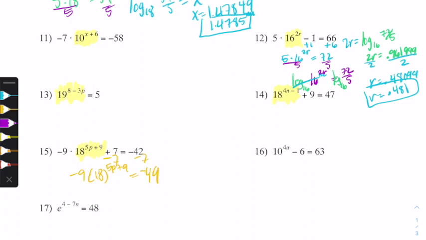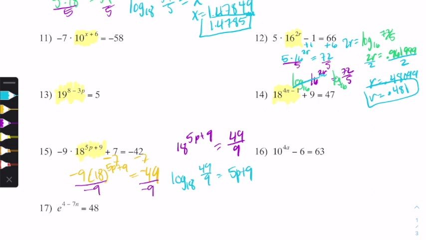So now I'm going to divide by -9. So I'm going to have 18 to the 5p plus 9. The only simplification I'm going to do here is that negative divided by negative is positive, so I'm just going to write it as 49/9. So now our base is alone, so now I'm going to switch from exponential to logarithm. So we have log base 18, that's our base, hop to the other side, so of 49/9 equals hop to the other side. So we have log base 18 of 49/9 equals 5p plus 9.